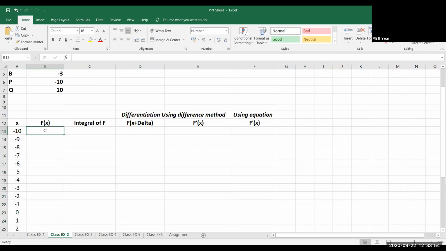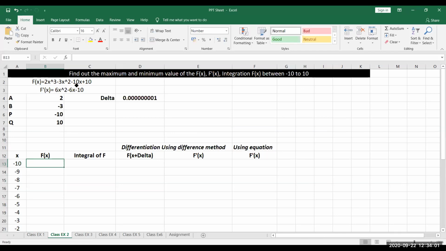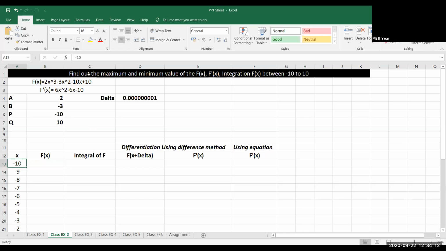Now you have to find out the function value. So what is our function value here? 2x cube minus... Sir, once again say, sir. Okay. See here, the problem statement is saying to find out the maximum and minimum value of f(x), f dash x, and the integral value. So first you have to find out f(x), f dash x, and the integral value.